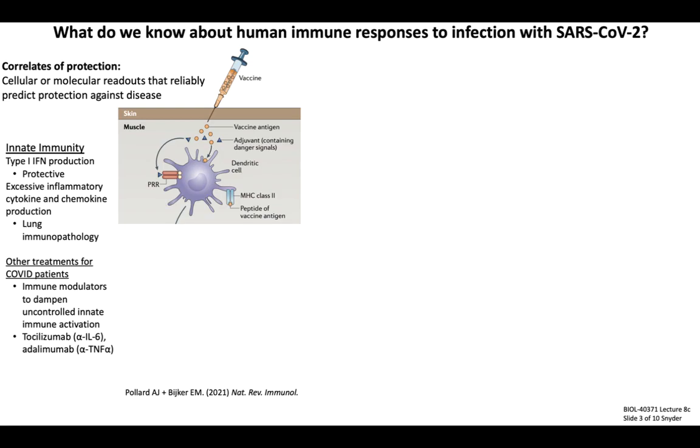This is why some therapeutic treatments for COVID patients are immune modulators that can help dampen this form of uncontrolled innate immune activation. There are ongoing clinical trials to examine the efficacy of the anti-IL-6 monoclonal antibody, tocilizumab, as well as adalimumab, which is an anti-TNF-alpha therapy. People are also testing certain steroids that will suppress global inflammation, and there's some others that are being tested to see if dampening certain inflammatory signals of the innate immune response helps to control dangerous lung immunopathology.